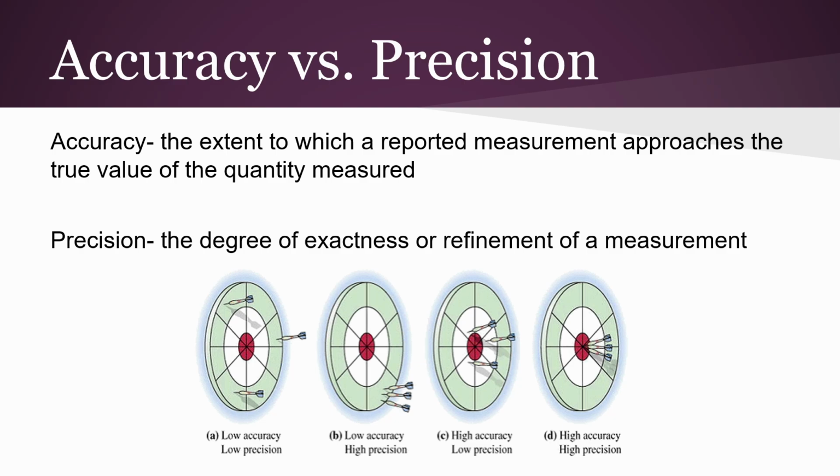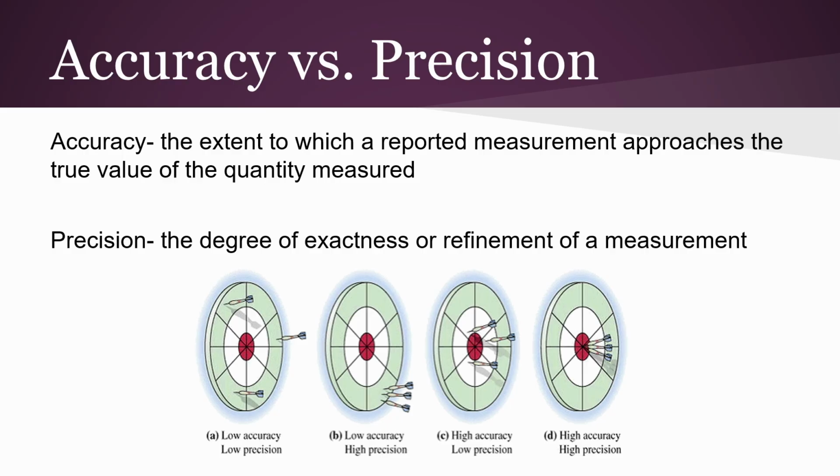Accuracy is how close a reported measurement is to the true or accepted value. Precision is how exact or repeatable the measurement is. We've got 4 targets on the bottom that show something different for each one. On the first target on the left, the shots are scattered everywhere. They're away from the center, so they have low accuracy. And since they're nowhere near each other, they also have low precision.